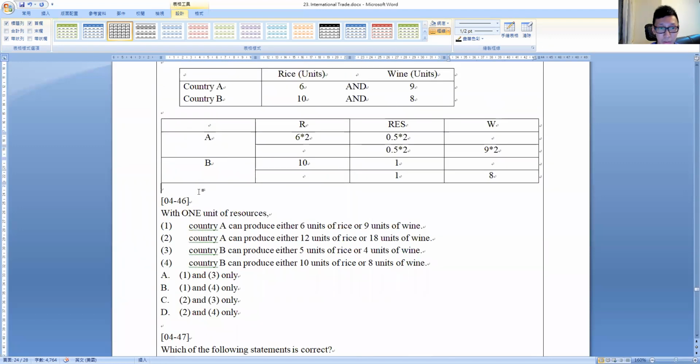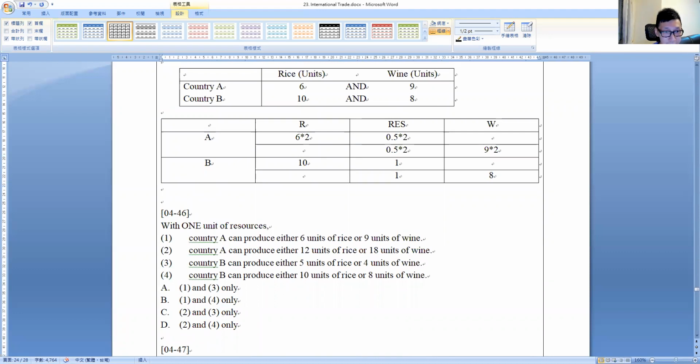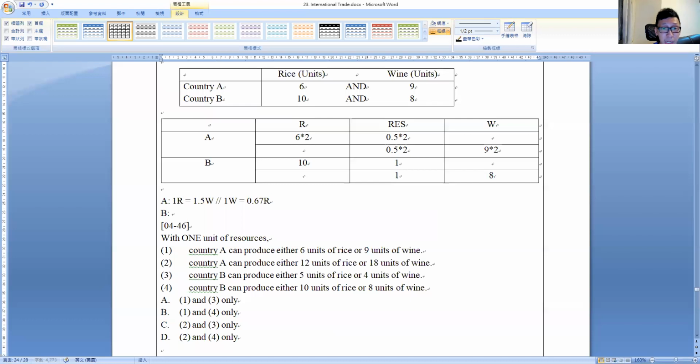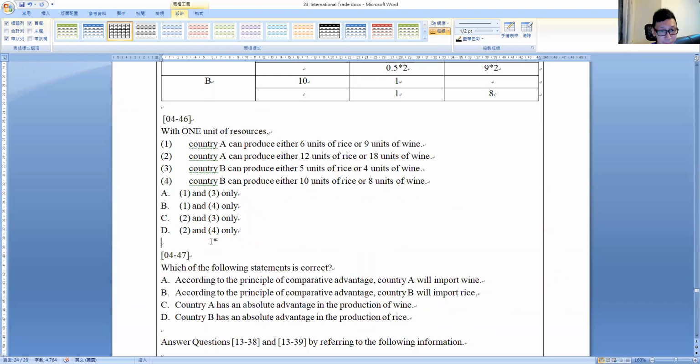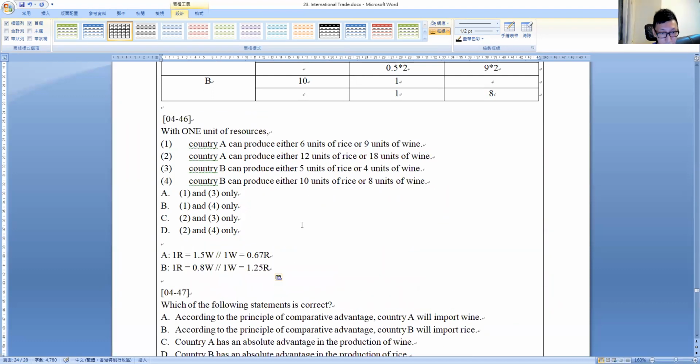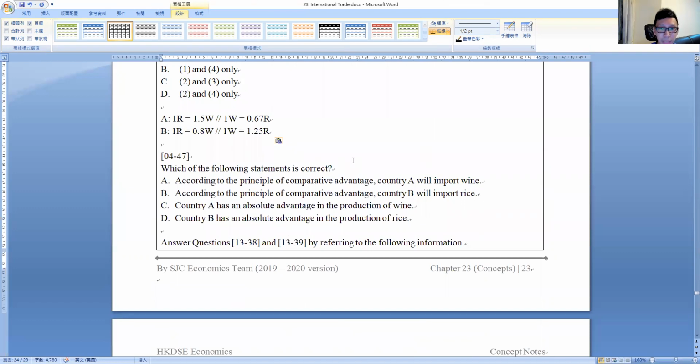好啦，我哋都要計返啲 cost 出嚟先，好嘛? Now, for country A, it will be 1 R equals to 1.5 wine, or 1 wine equals to 0.67 rice. For country B, it will be 1 rice equals to 8除10 0.8, or 1 wine equals to 10除8. It will be 1.25, I think, right? 1.25, something like that. 好啦，我哋吸落去下面咧。Now, which of the following statement is correct?